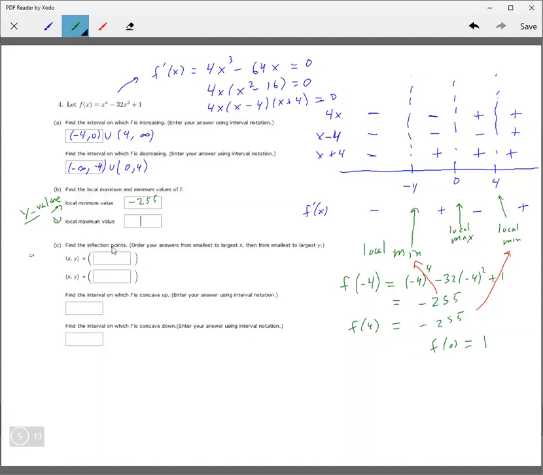Okay, part C, find the inflection points. So what we need to do here, and then it's going to ask for where it's concave up and concave down. For that one, we need to take the second derivative. So we will go ahead and take the second derivative right here. So just differentiating this, that's going to be 12x squared minus 64. Okay, and we'll go ahead and set that equal to 0.